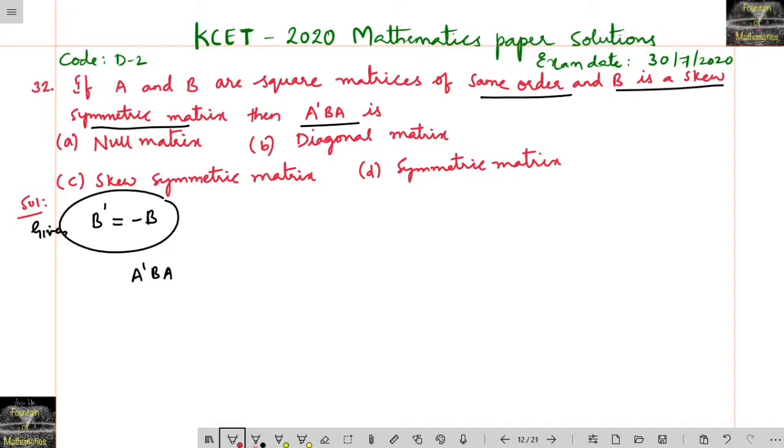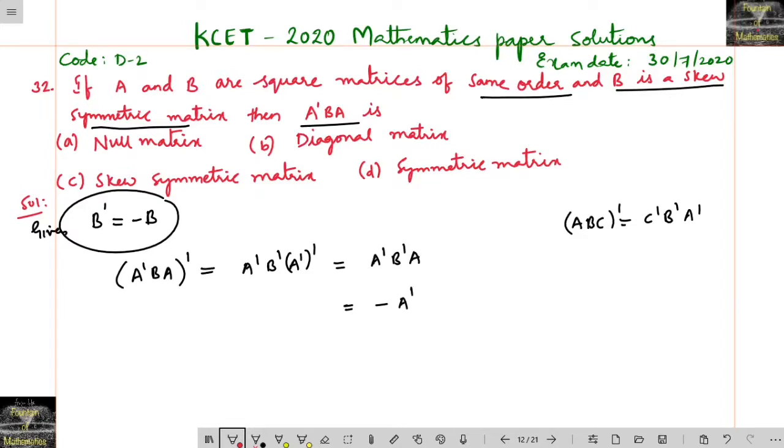By taking the transpose we can get the problem in a simple way. And also we can verify whether it is symmetric or skew symmetric or something else. Okay, A dash B A whole transpose is equal to, since we know the property, ABC whole dash is equal to C dash B dash and A dash. So here we can write A dash B dash and A dash whole dash. So that is A dash, B dash and A. And now what is B dash? Since B dash is equal to minus B, so we can write minus A dash, B and A.